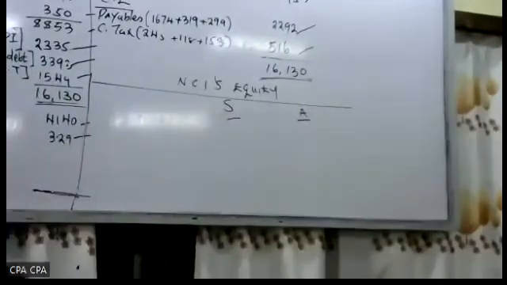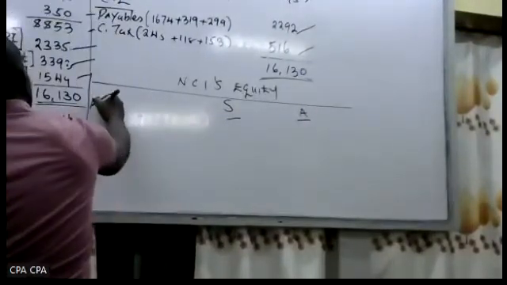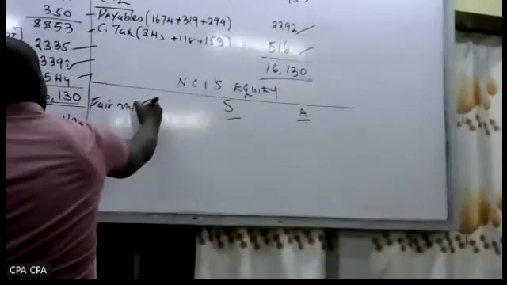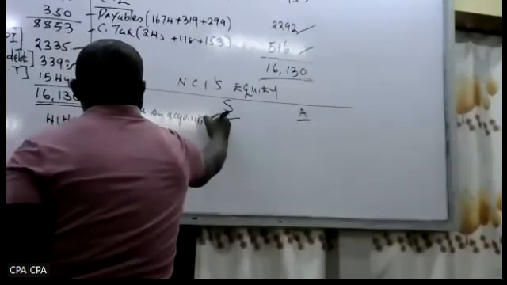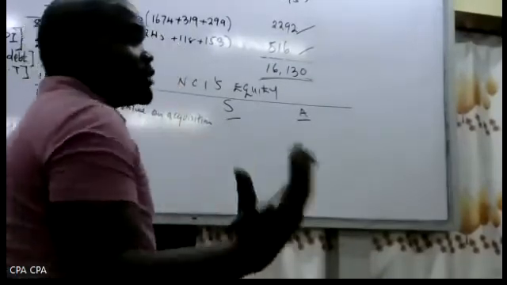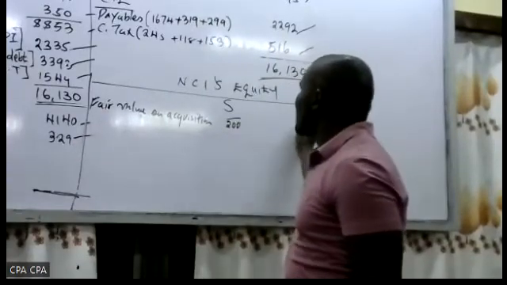I can remember 200 and 250. The fair value of NCI, you remember? Yeah, fair value at acquisition, whichever. Their fair value is their capital on that date. That is what they can claim. This one was 200, this one was 250.